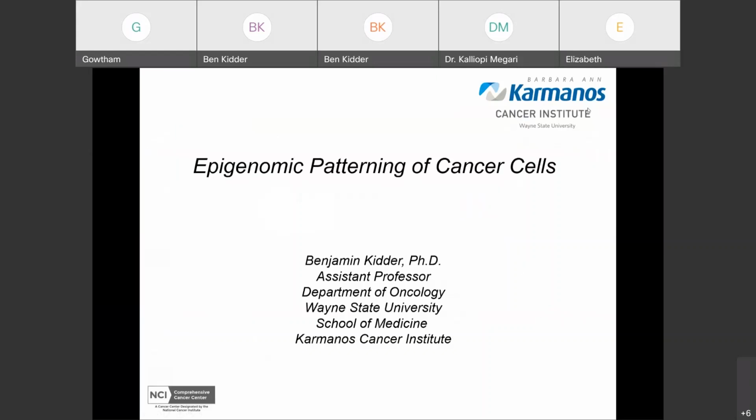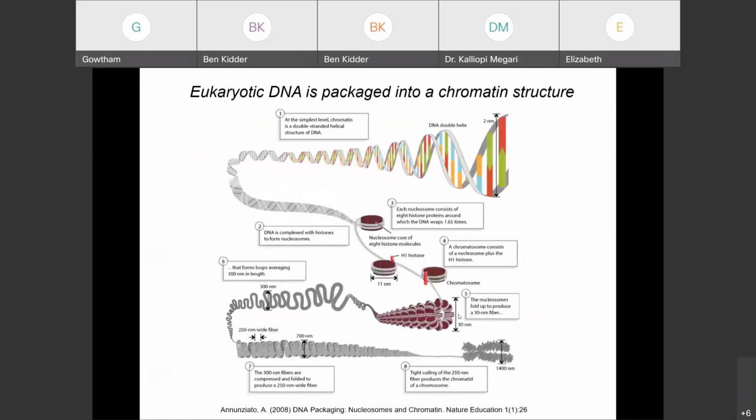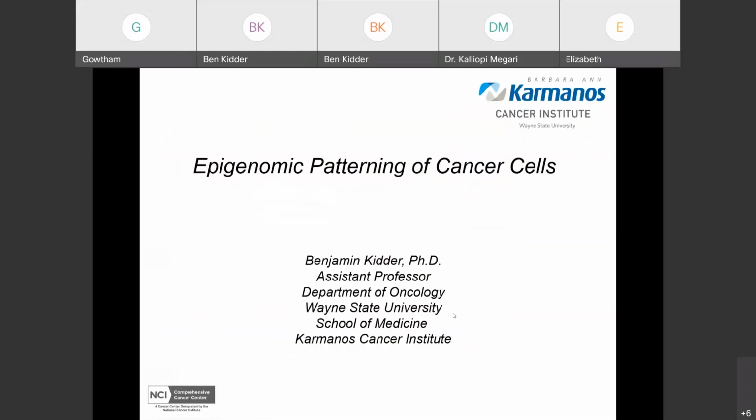Okay, so I'm going to be talking about epigenomic patterning of cancer cells. This is the work we have performed at Wayne State University School of Medicine, Karmanos Cancer Institute. One of the main goals of our lab is to understand how different types of cells express distinct expression programs. For example, during lineage commitment, how does one cell type express a certain set of genes, whereas another expresses a distinct set of genes?